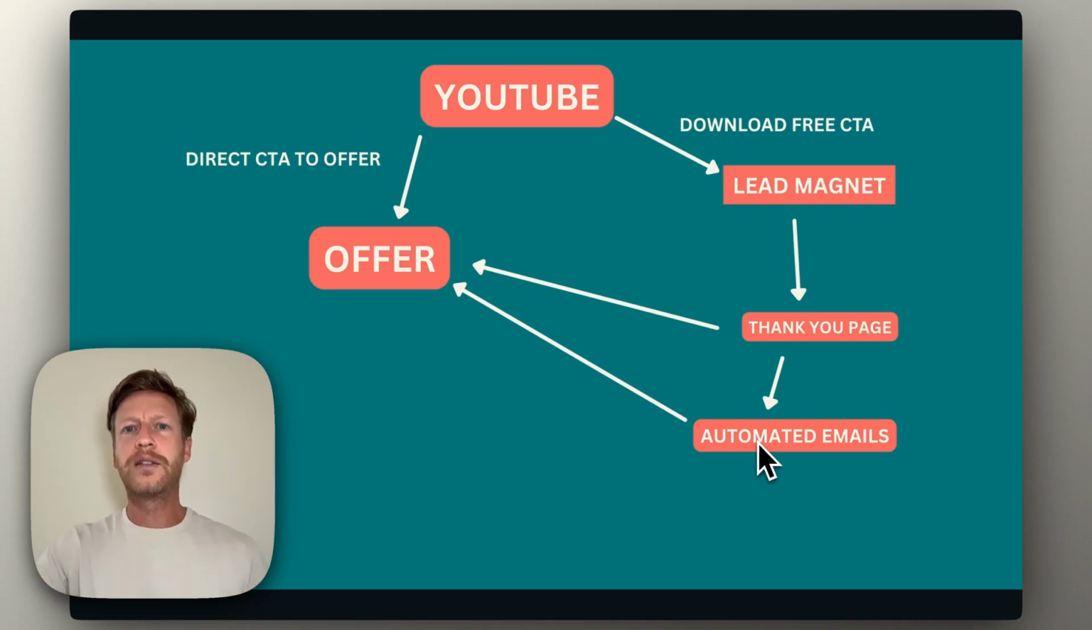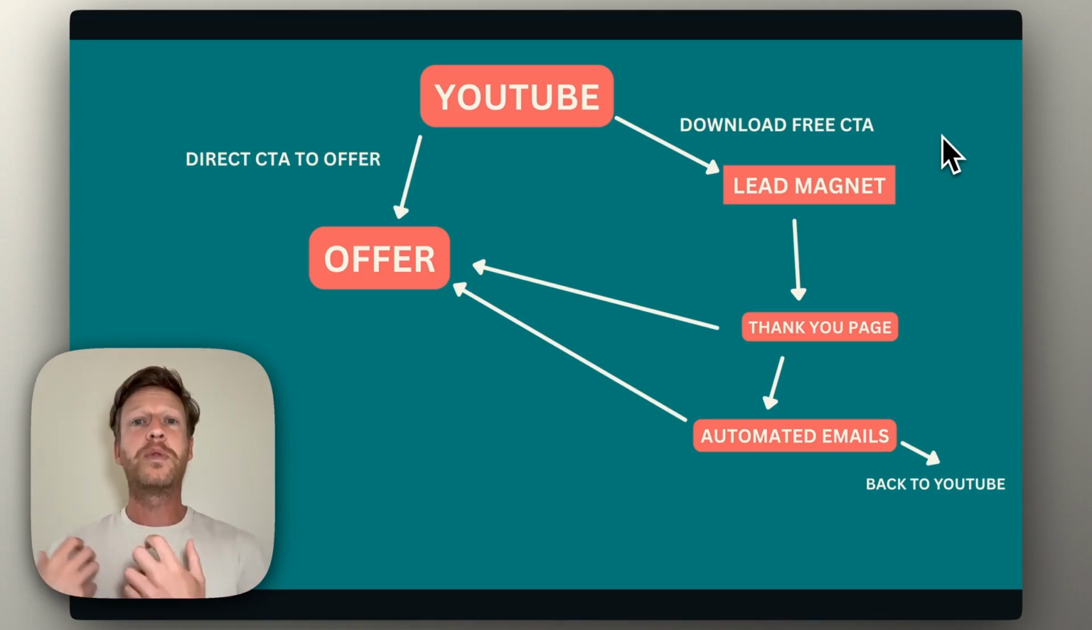What we're doing here is we're automating the process of sending out our best information or value, and also emails that are going to sell what we are offering. Now, there's another part to this as well, because in these automated emails, you can also send people back to YouTube. So in my case, I might talk about a method that helps improve the way people speak. And I say, if you want to learn more about this, watch this video on YouTube.